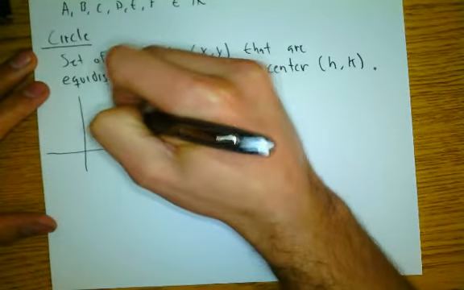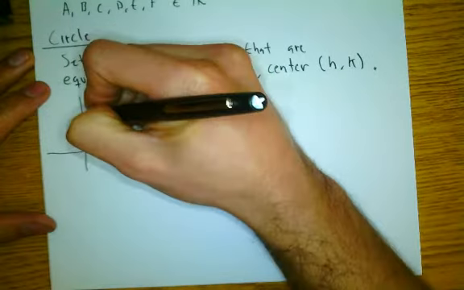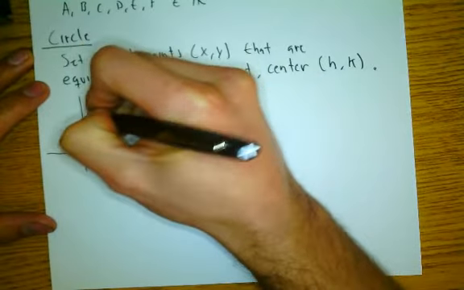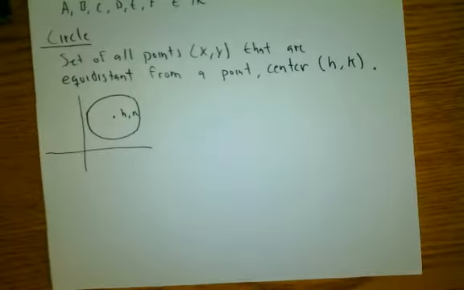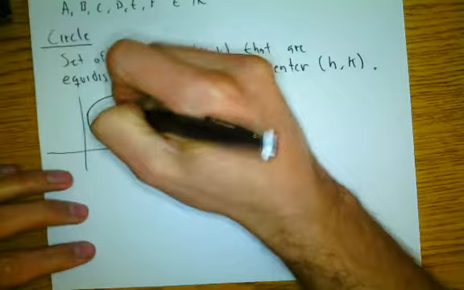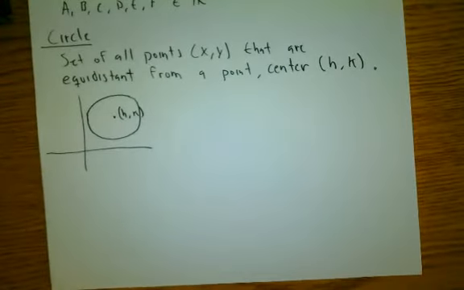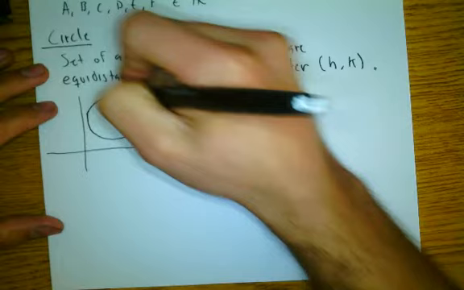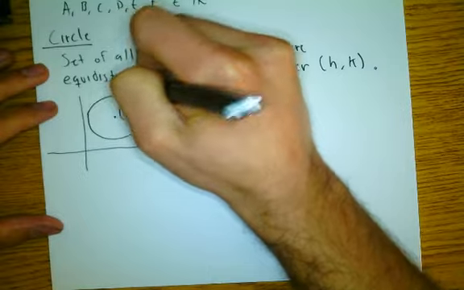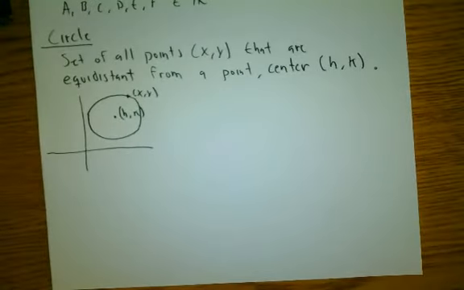So let's say that that's (h, k). And we got ourselves a beautiful circle right here. Look at that. Cool. So we got (h, k), that's our center. And I'm just going to randomly pick a point. So let's say that this point right here is (x, y). Agreed? But we have an infinite amount of points. You can pick any point you like.